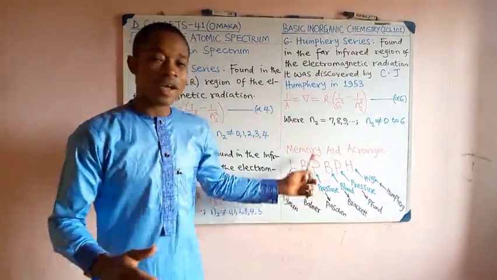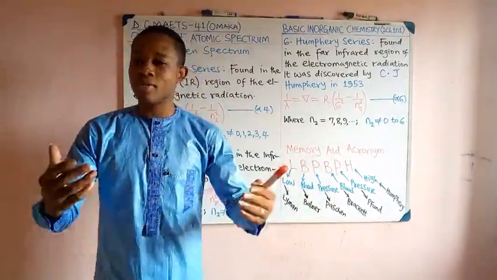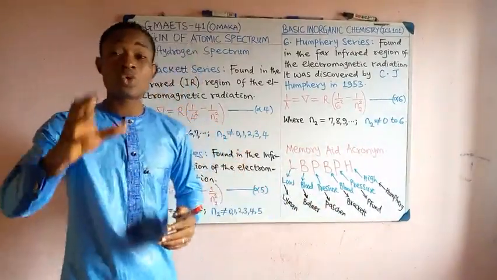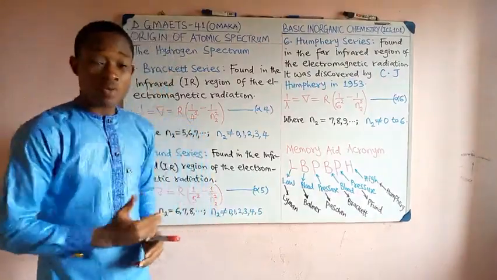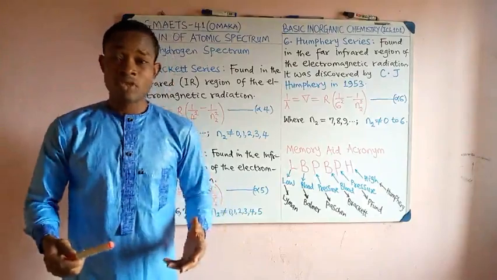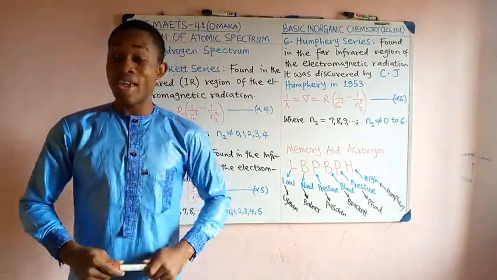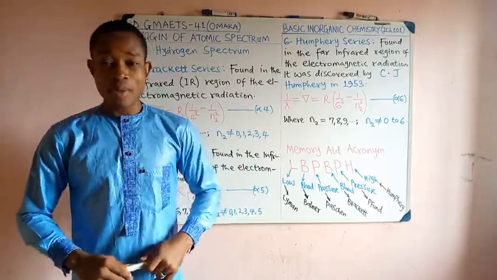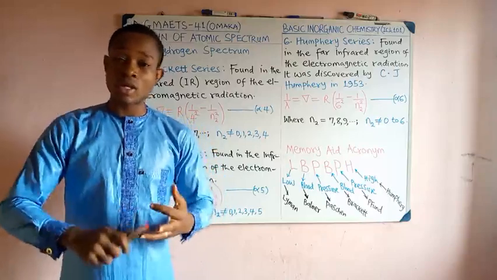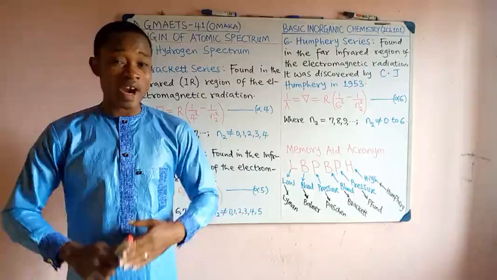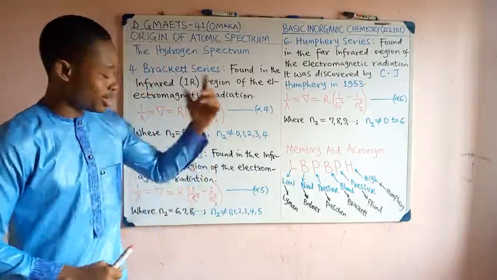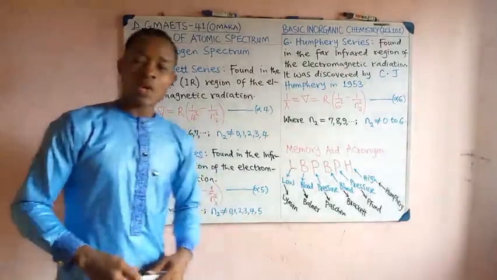Now, on the board here, I have a memory aid acronym that can help you learn this series, because you are expected to know them serially, the way they were presented in the video here, so that the N1 value would not be a challenge to you. Remember, the first is what? Lyman, the second is Balmer, the third is Paschen, the fourth is Brackett, the fifth is Pfund, and the sixth is what? Humphrey. So what's the acronym?